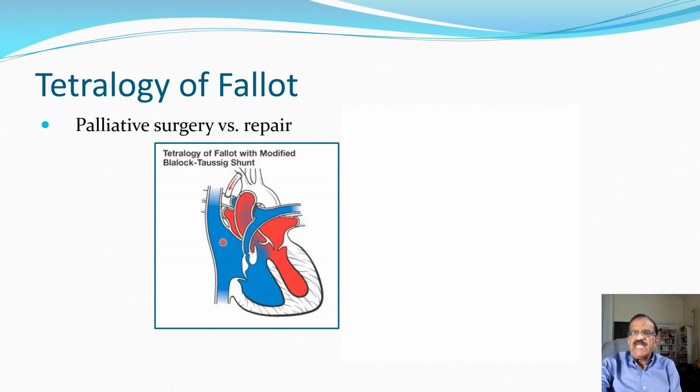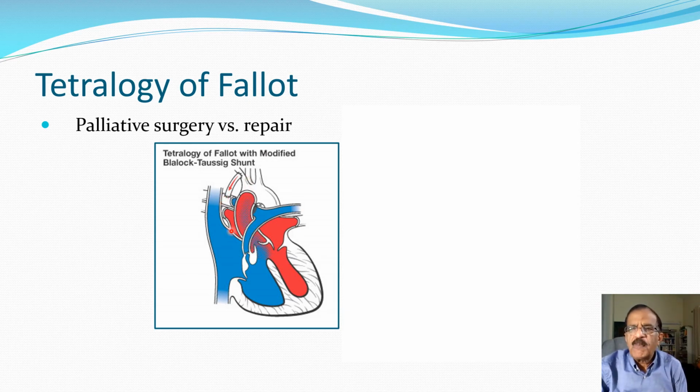Now, what is palliative surgery? To my knowledge, palliative surgery is not done these days because now we have the possibility of repair. But in the old days, they used to do palliative surgery. But you need to understand what that palliative surgery was. They actually created an artificial shunt between the aorta and pulmonary artery because blood is not going to the pulmonary artery from the right ventricle because of the stenosis. So some blood must go to the lung to get oxygenated. So they created a shunt from the aorta to the pulmonary artery.